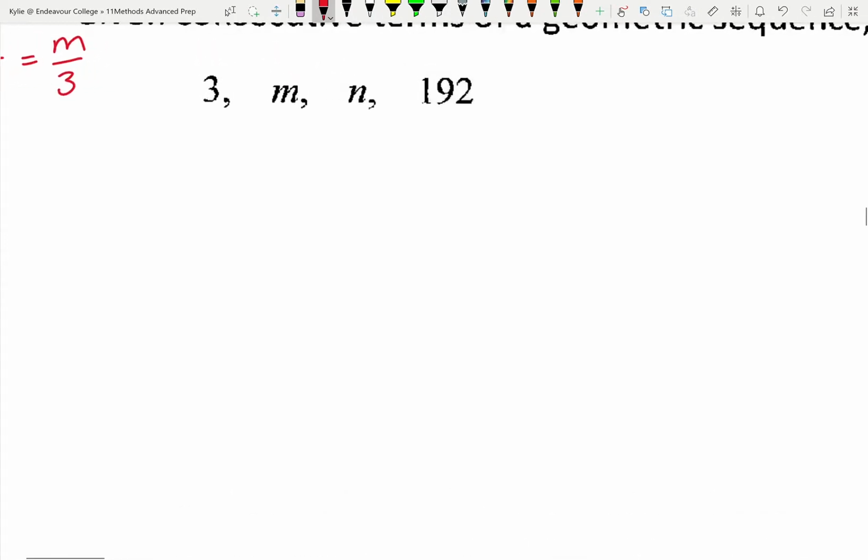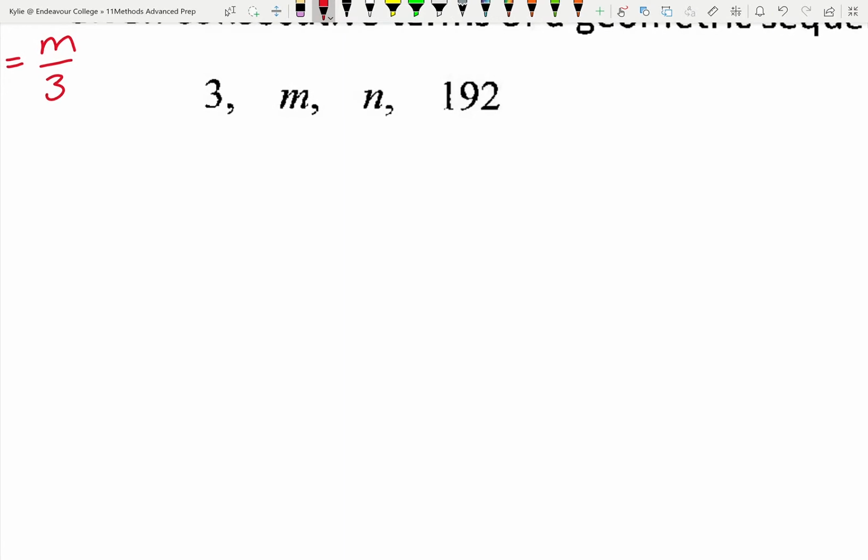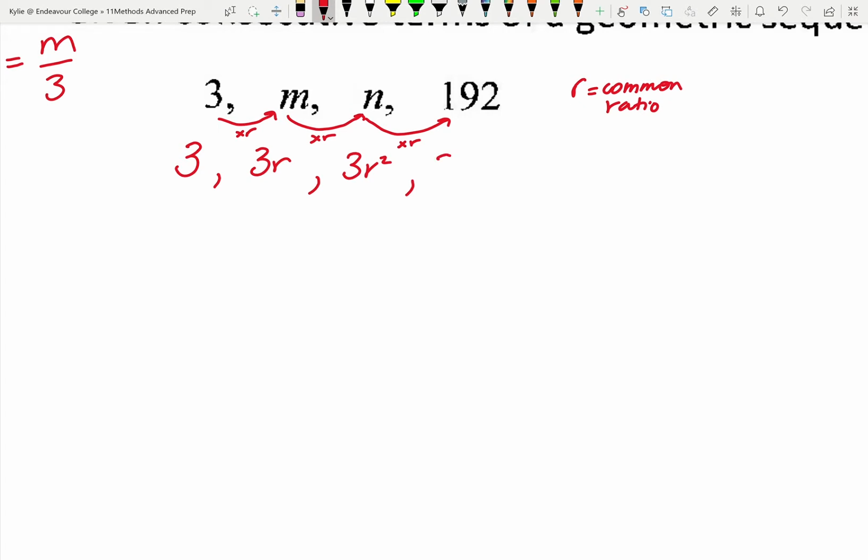We need to think about it in terms of what consecutive terms of a geometric sequence actually are. If this is the previous term and R is our common ratio, then can you see that we have to multiply 3 by R to turn it into M? So it's actually going to be 3R. To get from M to N, we then multiply it by R again. 3R times R is 3R squared. To get from N to 192, we multiply by R again. So 192 is actually 3R cubed.